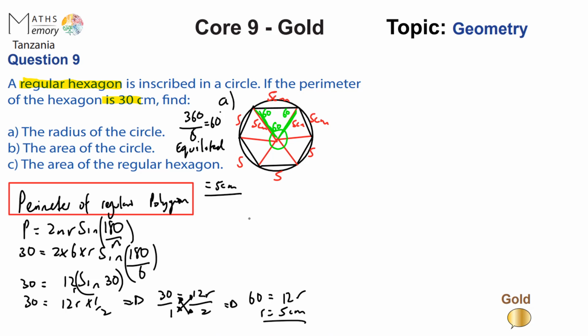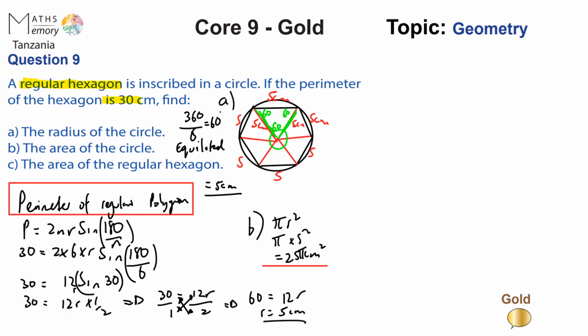Let's do part B. Part B is really easy. Once the radius is 5, pi r squared is defined as the area of a circle. Pi times 5 squared, which is 25 pi centimeters squared. So that's the area of part B, of a circle over here. Okay, let's move on to the next one.